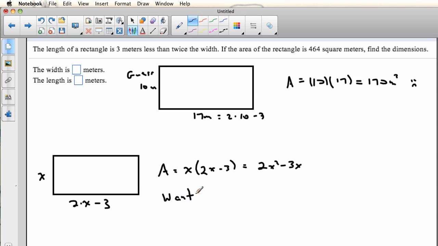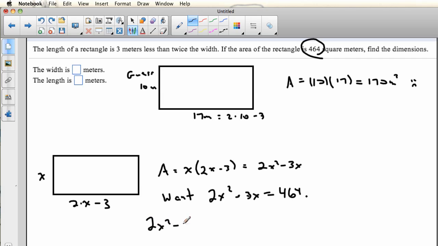So my goal is that the area should be 464 square meters. So I want 2x squared minus 3x to be equal to 464. And so the problem with this is that this is not a linear equation. I can't solve this using my strategy of get all my x's together, or basically isolate the x. So to solve a quadratic equation, this thing's quadratic because it's got a squared in it.